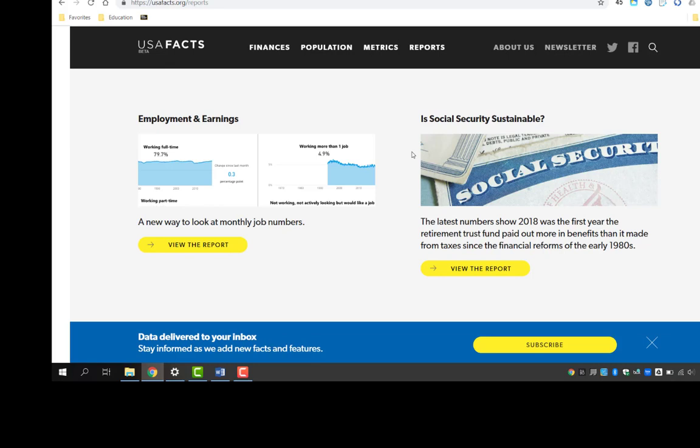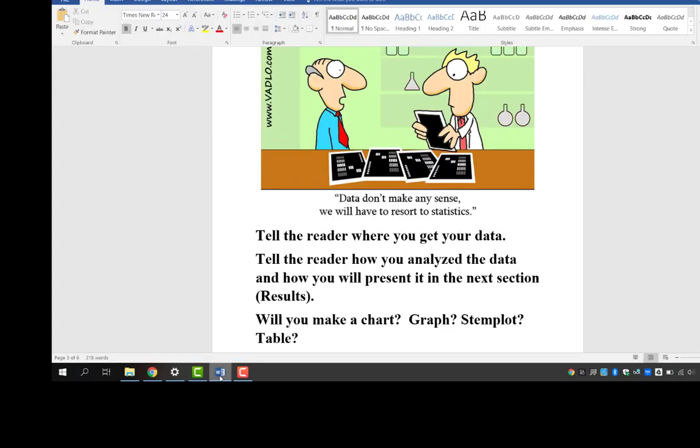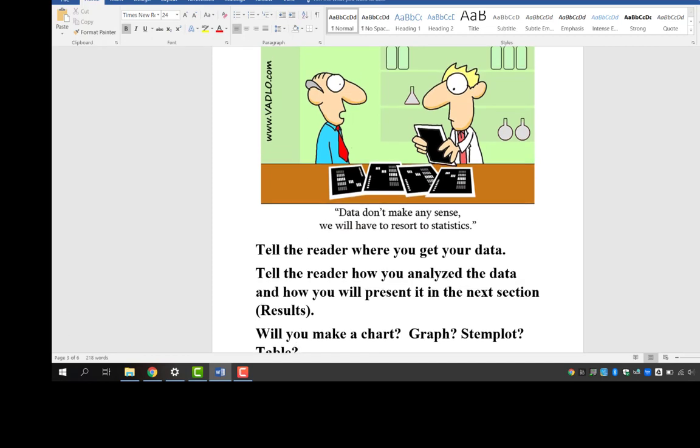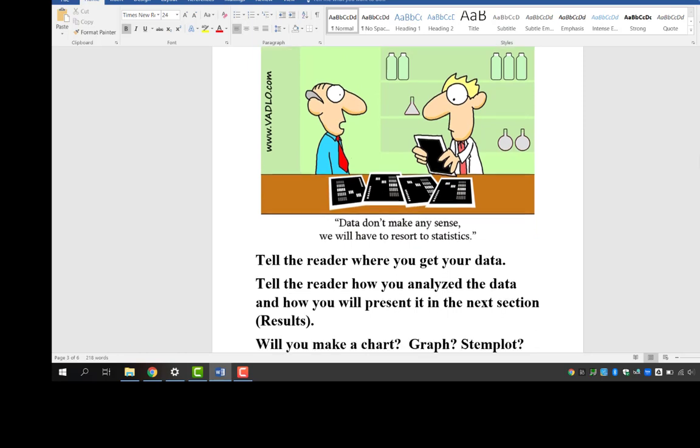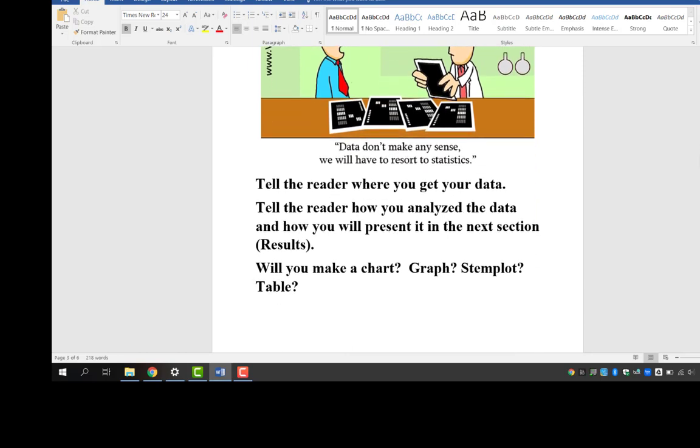That's fine as well. The methods and procedures section is where you tell us where you got your data and what you're going to do with it. Are you going to make a correlation graph? Are you going to look at two variables and see if one correlates to the other?